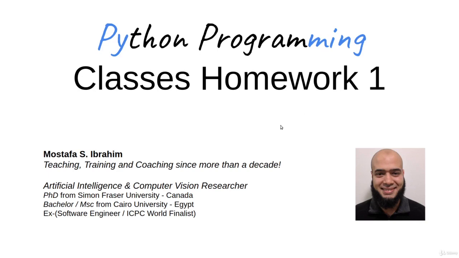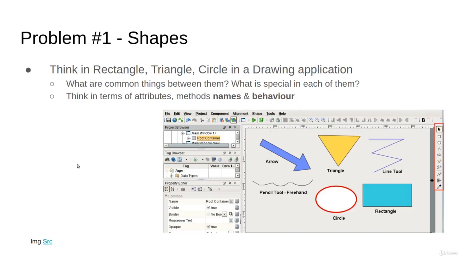Homework set number 1 for classes. The first homework is, when we come to drawing applications, we can draw a rectangle and triangle and circle. You are to think about what are the common things between these shapes. What is the special behavior in each one of them?